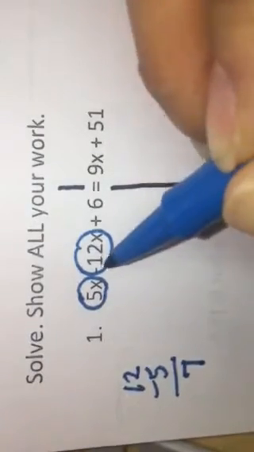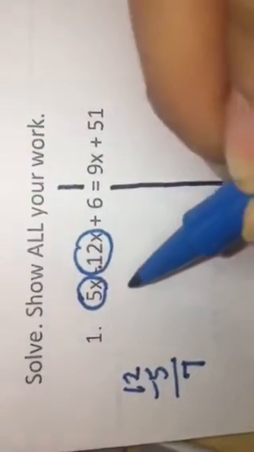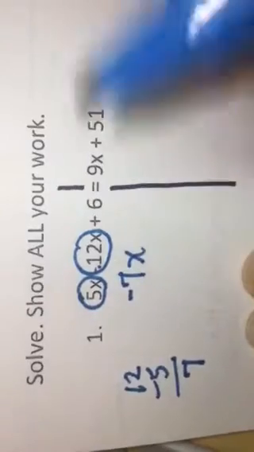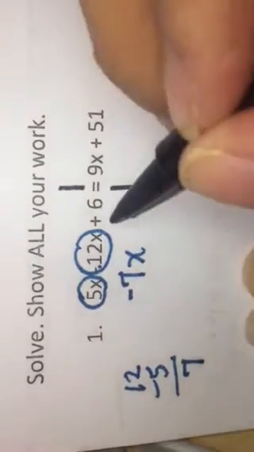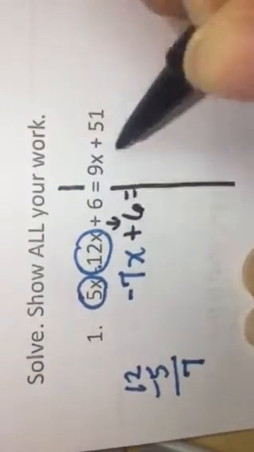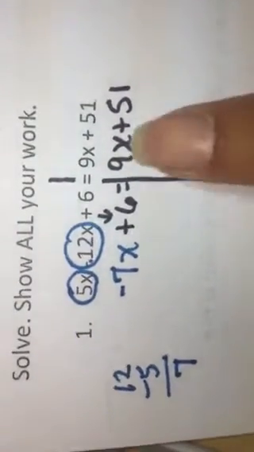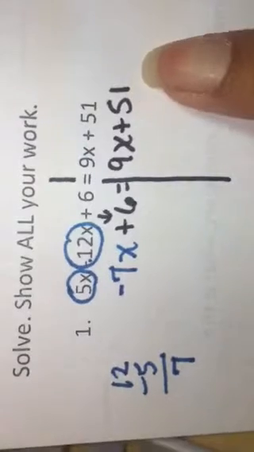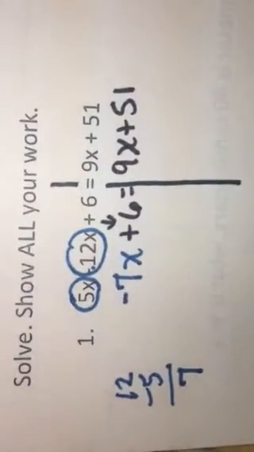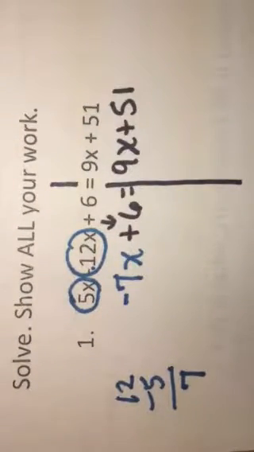Now is it going to be positive or negative? Well, it's going to be negative because we got more negatives. So negative 7x, bring down your plus 6, equals, and bring down the whole right side. I can't combine anything over here because this guy doesn't have an x, so they're not like terms. All right, so now we go to the next letter, which is move the variable.